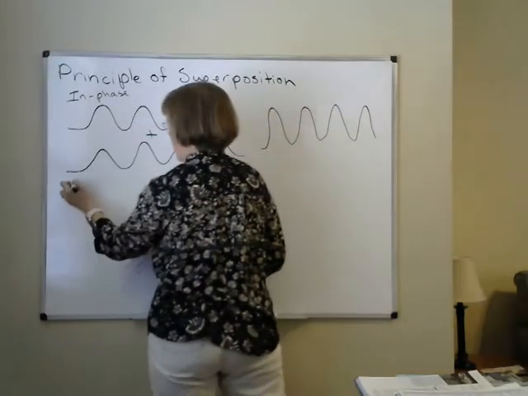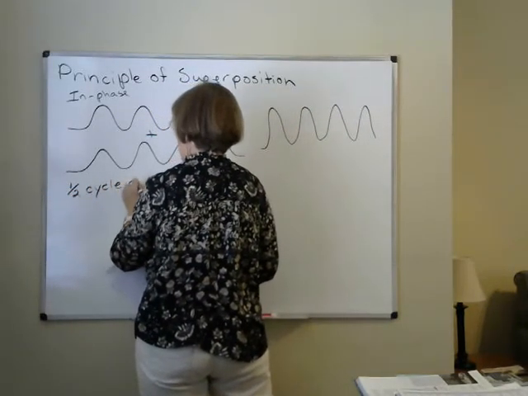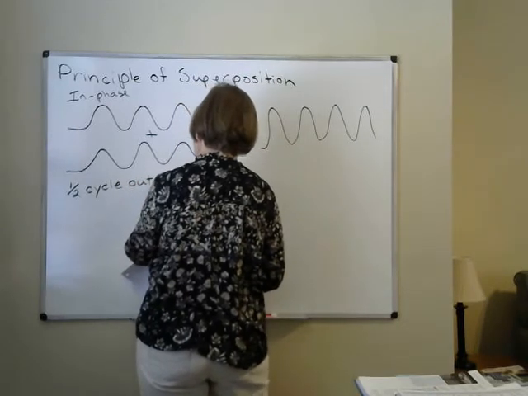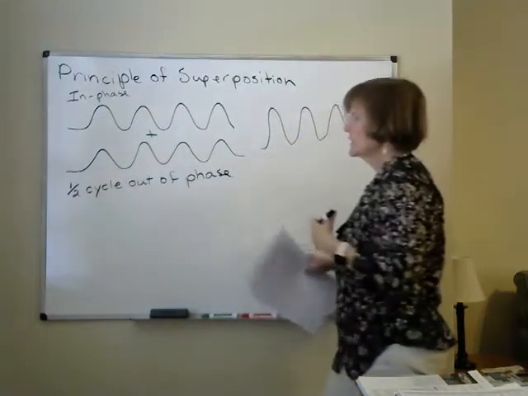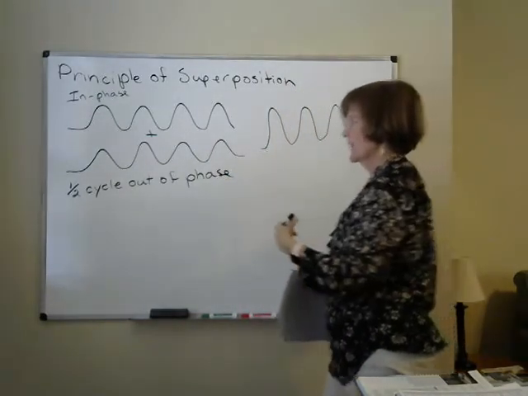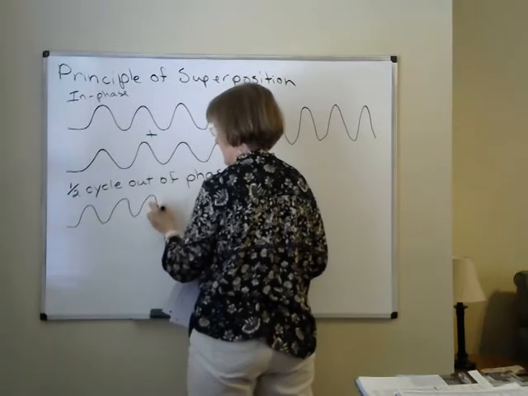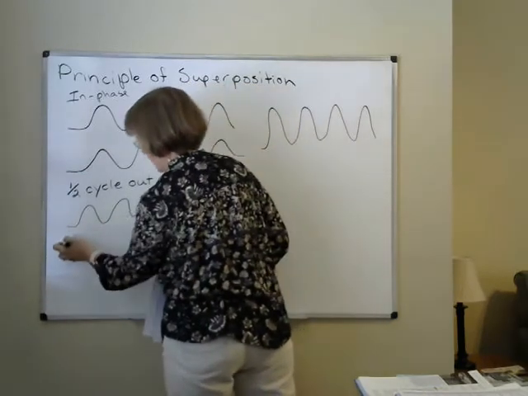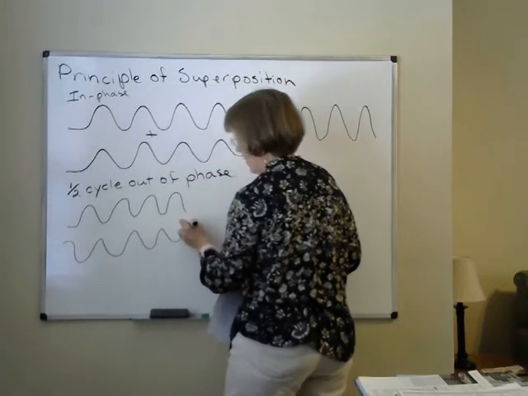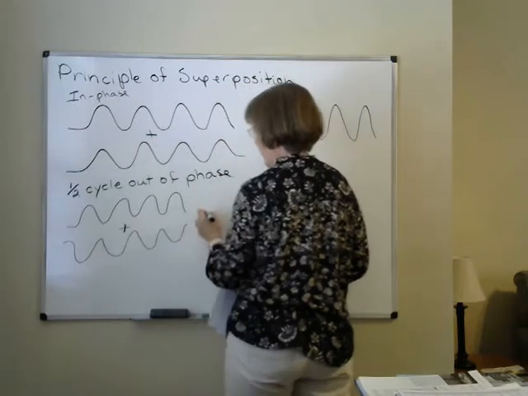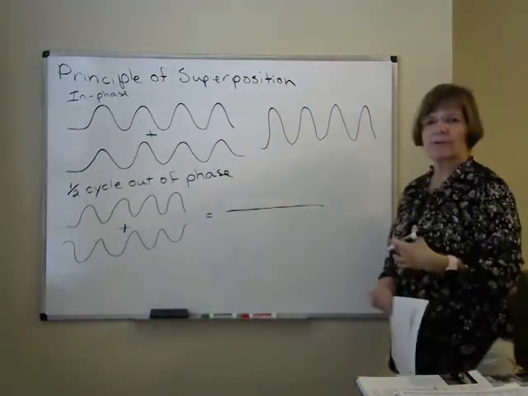If they are 1/2 cycle out of phase, that means when one is at a crest, the other is at a minimum. So, crest, crest, crest, crest. But over here, trough, trough, trough, trough. If they're exactly out of phase, that of course gives you that total destructive interference.